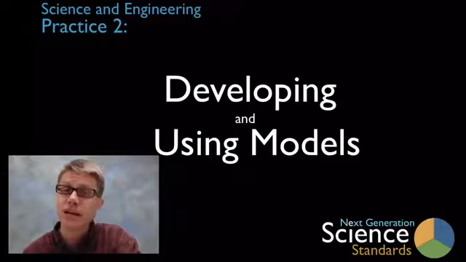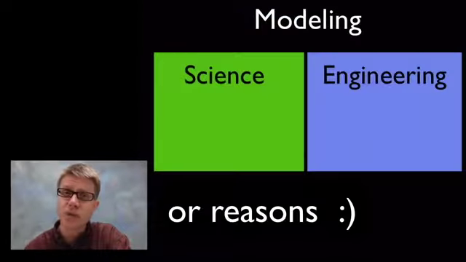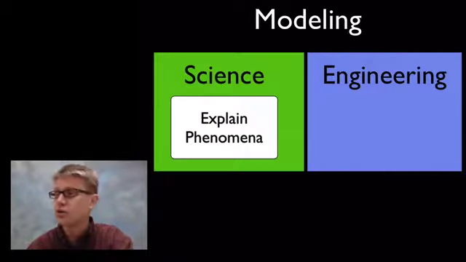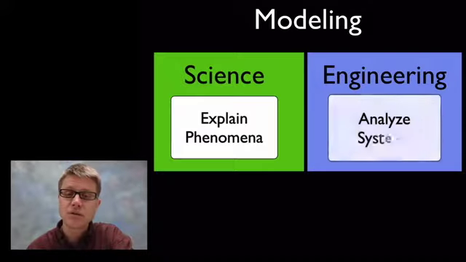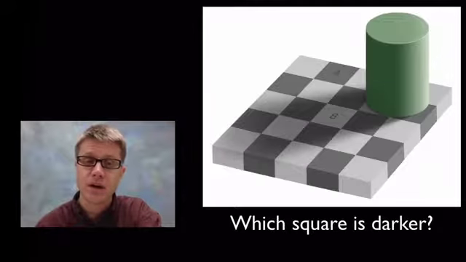Models are important in science and engineering in a couple of different ways. In science, we use models and modeling to explain phenomena or to share an understanding of how the world works. In engineering, we use them to analyze systems, and lots of times we'll do simulations or build models to see how a design is going to perform.